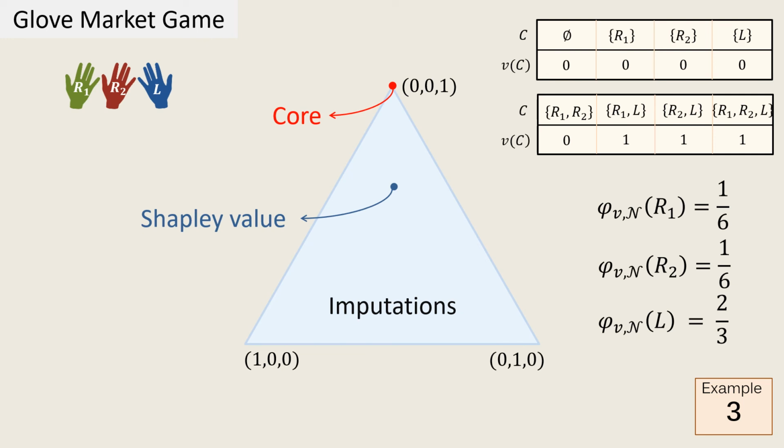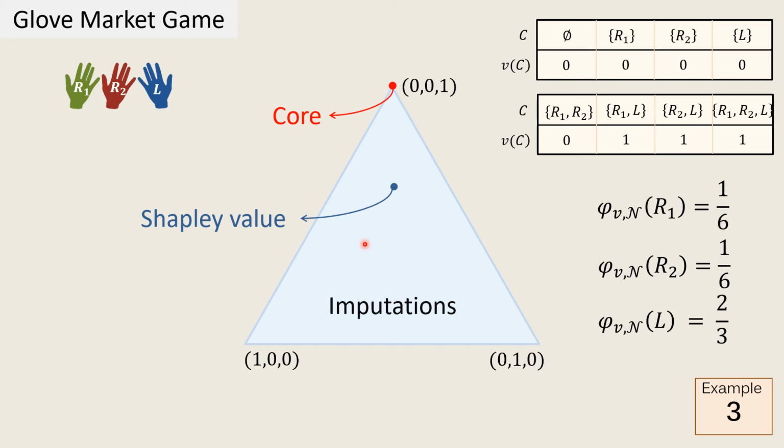So we plot the Shapley value here. This is the Shapley value. Now, as you can see, the Shapley value is different from the core. It doesn't coincide with the core. It's this point here. But it lies in the set of imputations. So the Shapley value is an imputation.